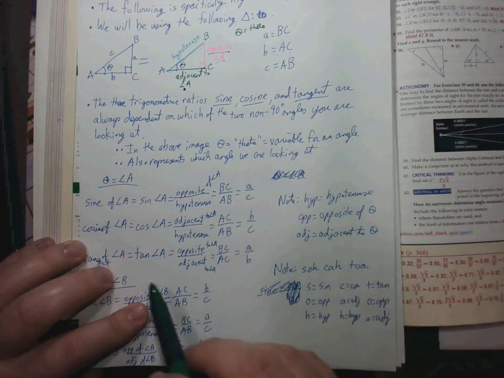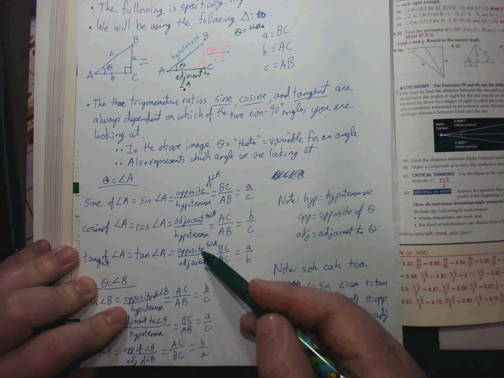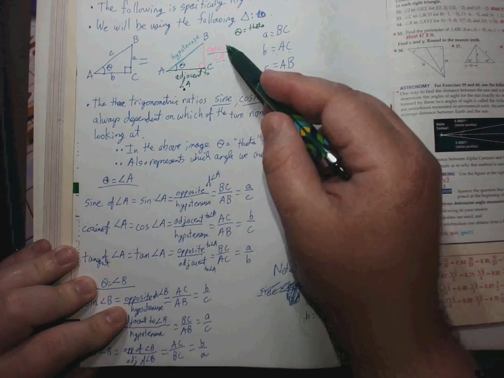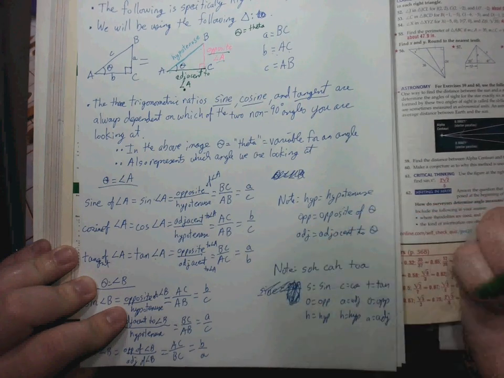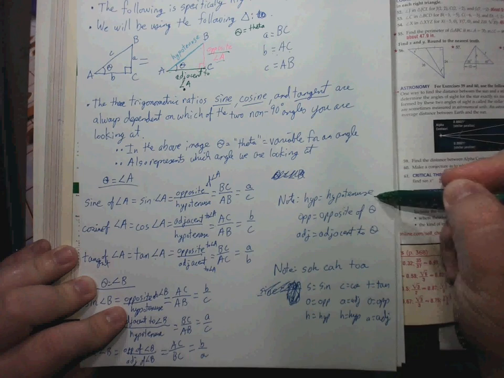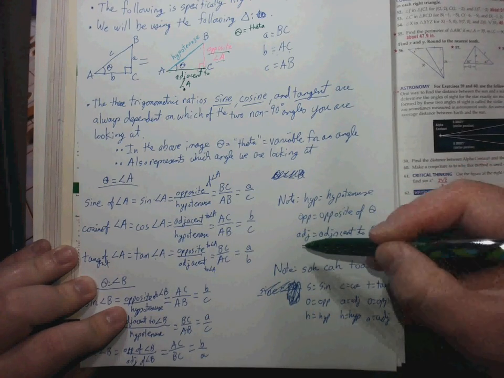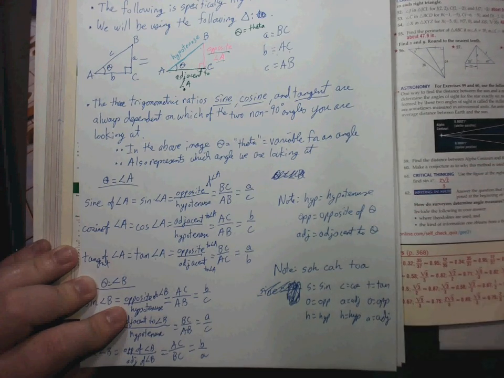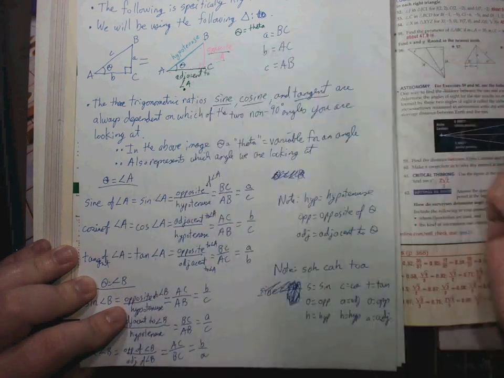And then tangent of angle A, tan of A, is opposite over adjacent of that angle. So opposite of that angle over adjacent of that angle, a over b. And note when I use these notations, HYP means hypotenuse, OPP means the side opposite theta, and ADJ means the side adjacent to that angle. So that was if I was looking at angle A as my theta.